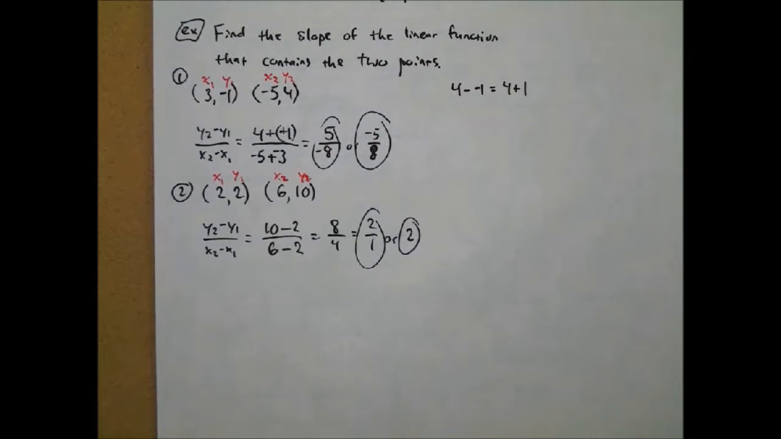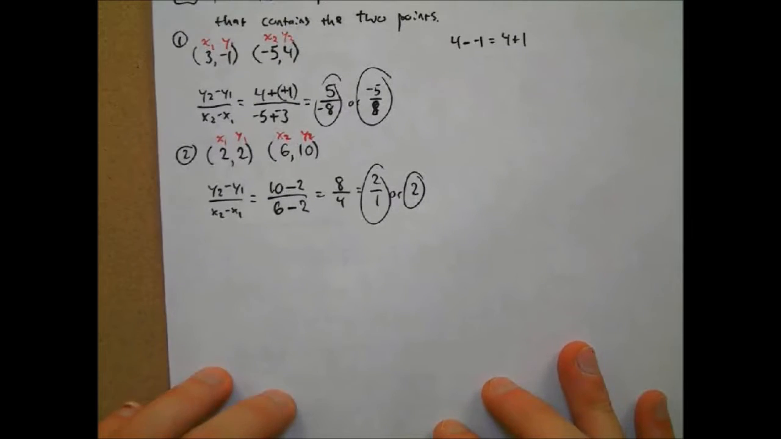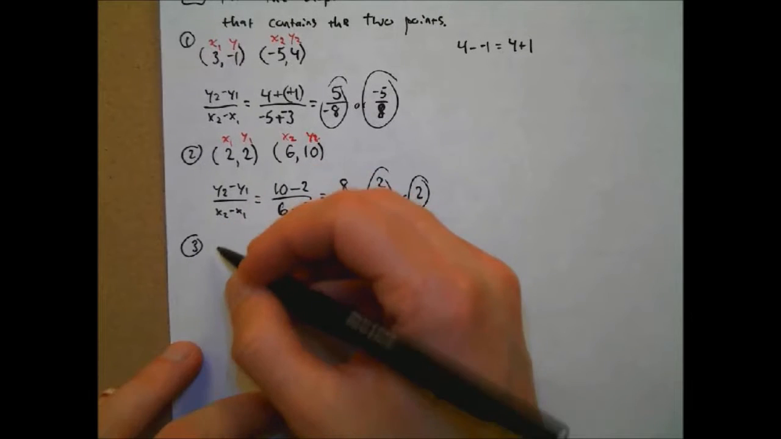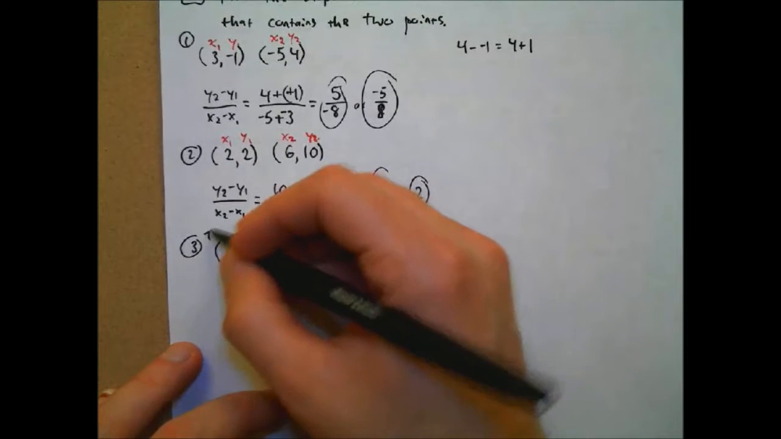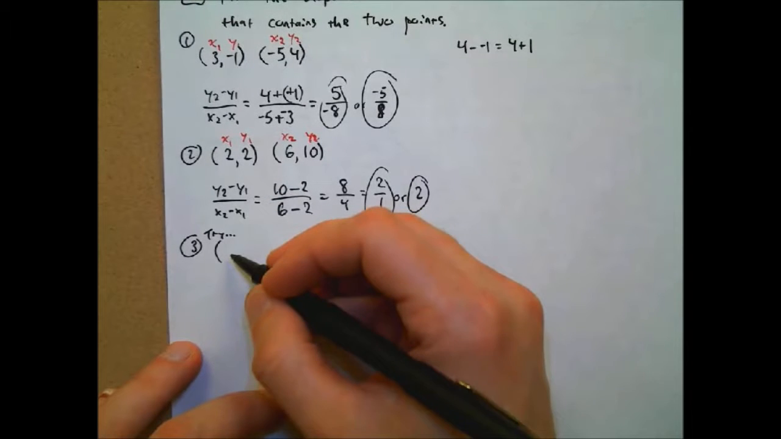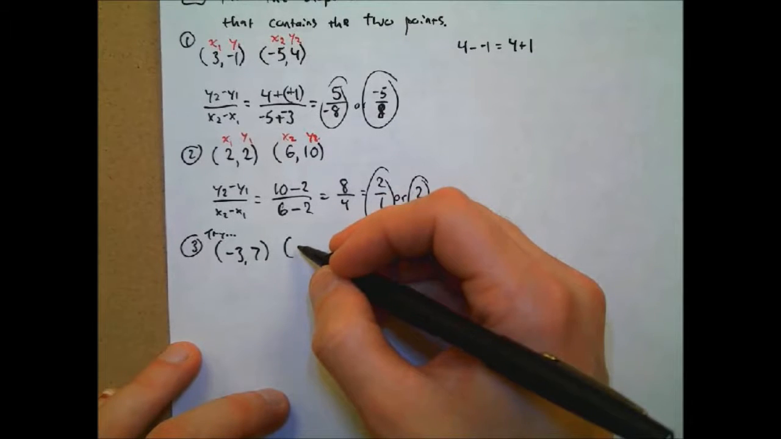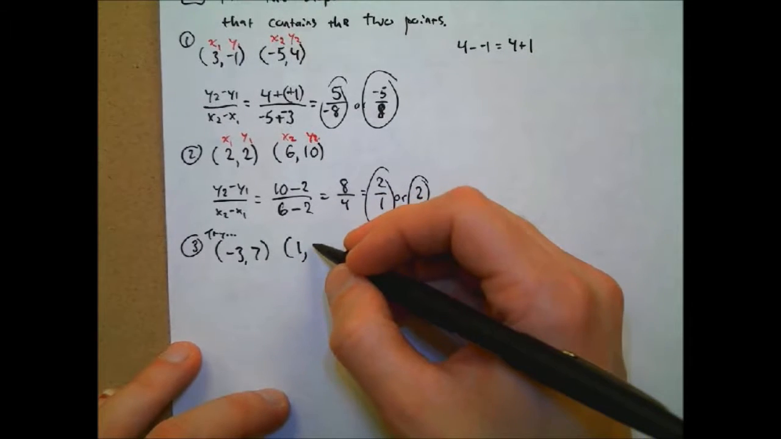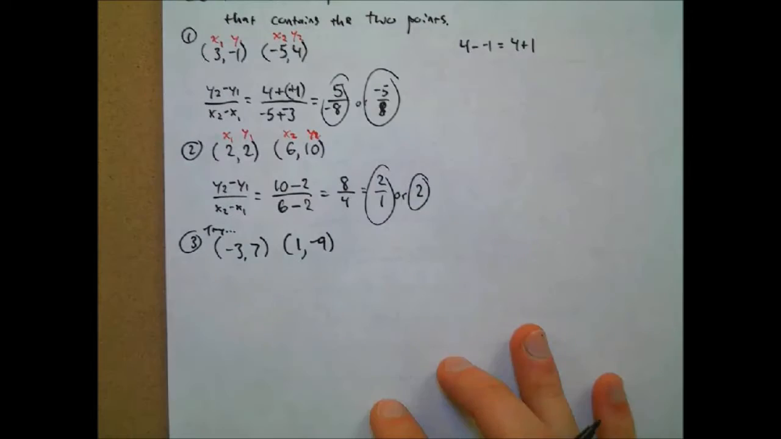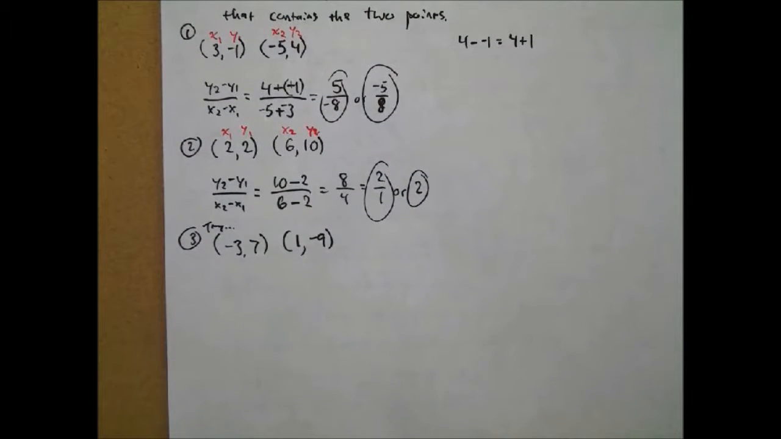Ready to try one on your own? Yes. Okay, that's what I like to hear. Here we go. You guys try this one. See what you can come up with here. Let's have you do -3, 7, and 1, -9. You don't need to label the points if you don't want to. However, if you find yourself making mistakes, first thing I'm going to ask you is, are you labeling your points? So, give it a try.